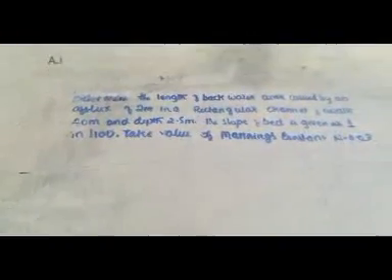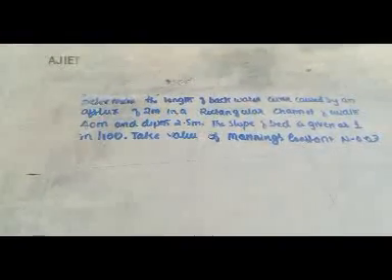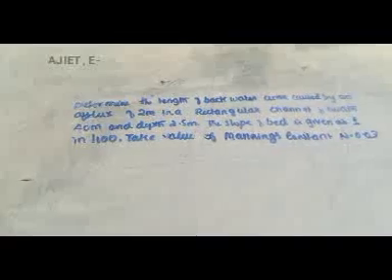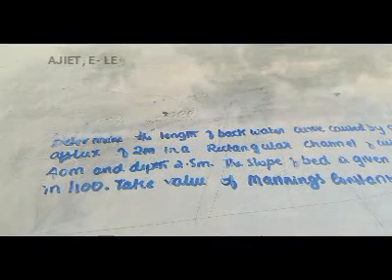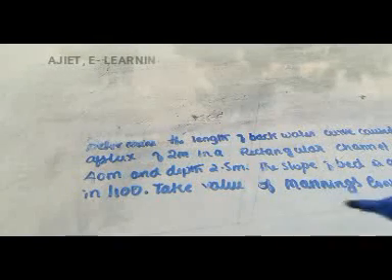Determine the length of the backwater curve caused by an afflux of 2 meter in a rectangular channel of width 4 meter and depth 2.5 meter. The slope of the bed is given as 1 in 1000. Take the value of Manning's constant n equal to 0.03. That is the problem given in the question. Sorry, that is 1 in 1000.